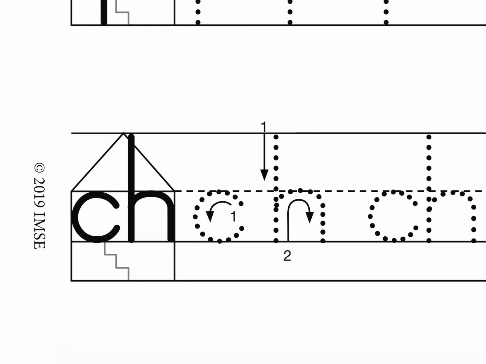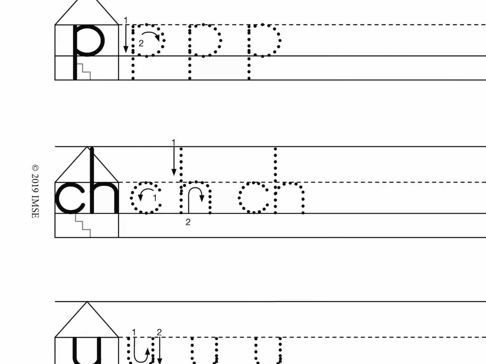The CH I'm not going to talk about today because we already know how to make both the C and the H. So in CH week, we would just have students put both of those letters in the little house, as they say. CH says ch, their first digraph. The letter formation should already be there.